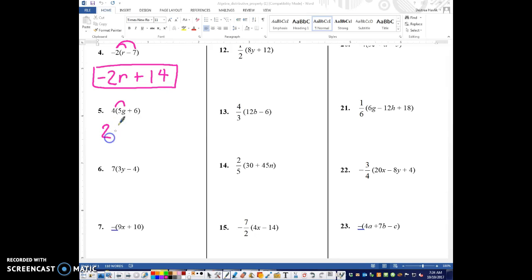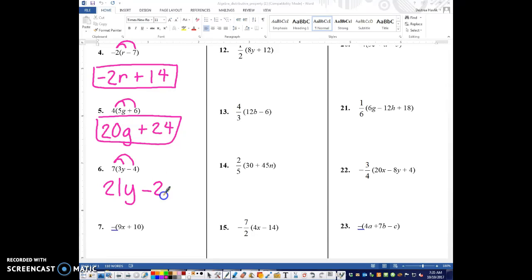Okay? What is 4 times 5g? 20g. Very good. 20g. What is 4 times 6? 24. So we put not just 24, plus 24. Very good. Okay, number 6. What is 7 times 3y? 21y. And then what is 7 times negative 4? Negative 28. Very good. So we put minus 28.